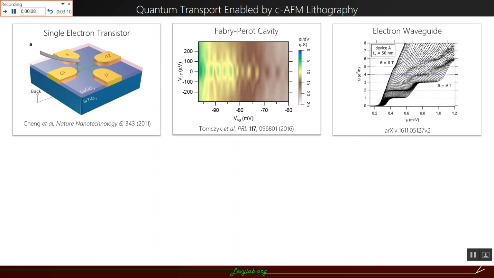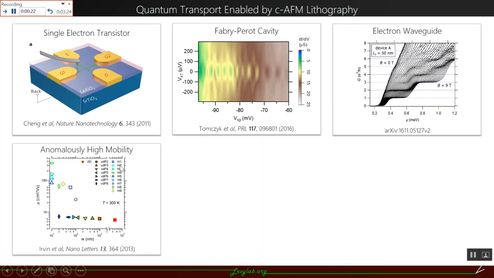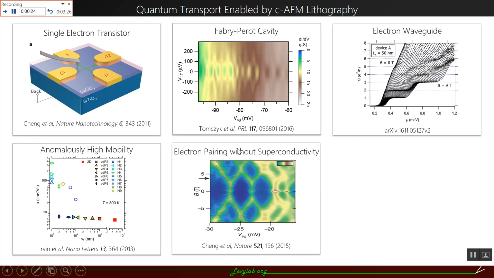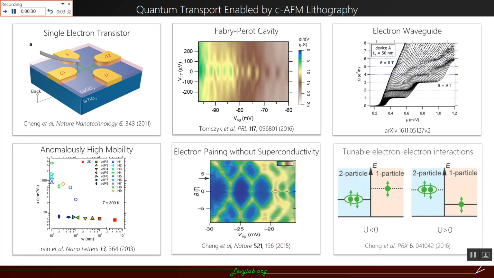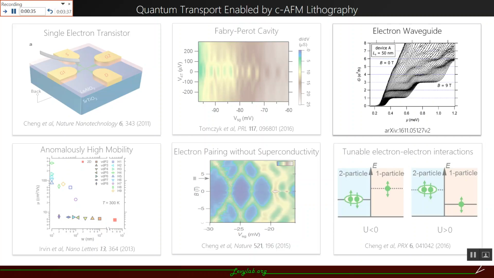And using these devices we can probe various electronic phenomena such as quantum interference oscillations indicating very long coherence and elastic scattering lengths, quantized conductance plateaus, high mobility extending to room temperature, a strongly correlated phase in which electrons pair far outside of the superconducting regime, and gate-tunable electron-electron interactions. Here I want to focus on how we can use these electron waveguide devices to probe the electron interactions in the system.